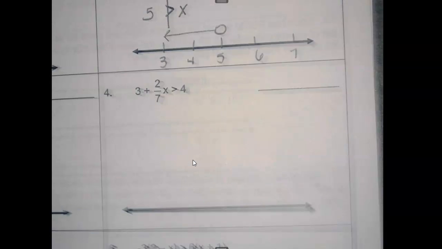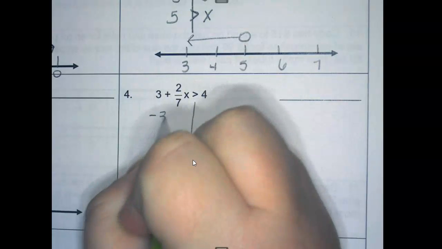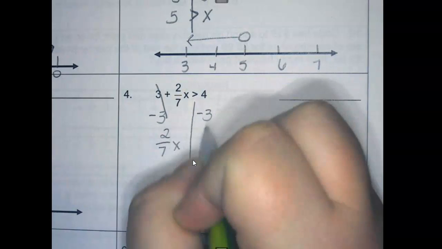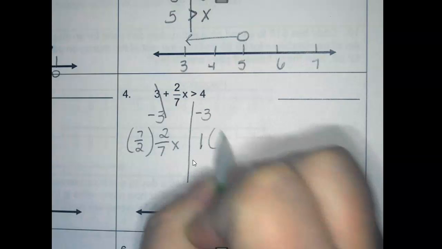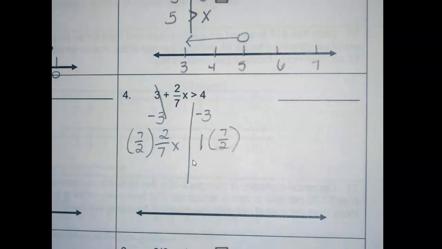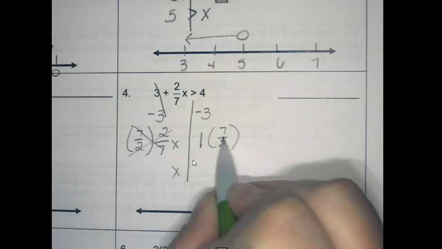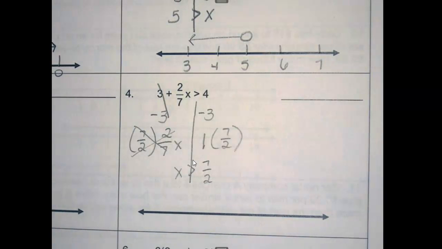All right, let's look at number 4. Draw a line. Subtract 3. 2/7 x, 1. When we have a fraction in front, we can just multiply by the reciprocal. Multiplying by the reciprocal is a skill we learn in earlier grades, but it helps us get just that 1 right here, which cancels it. And 1 times 7/2 is just 7/2. Didn't multiply by a negative, so it's going to stay the same direction.